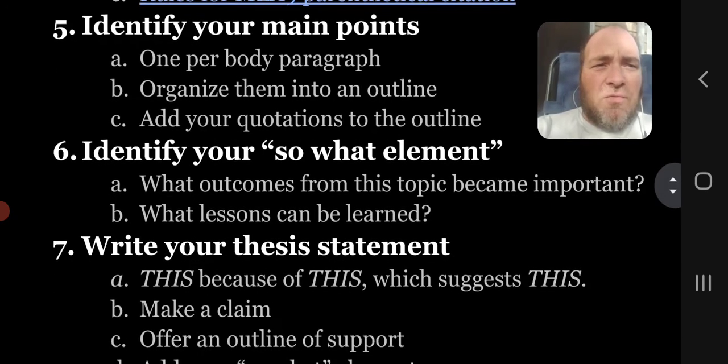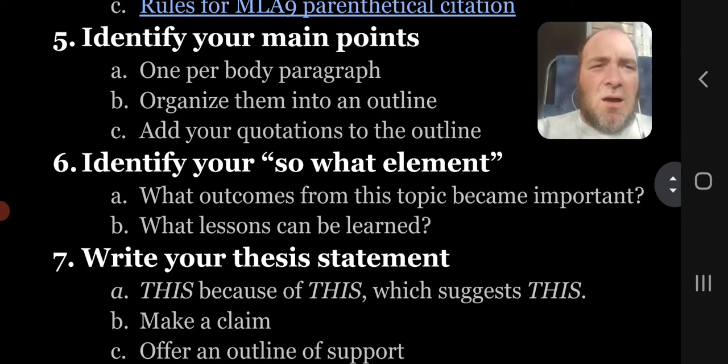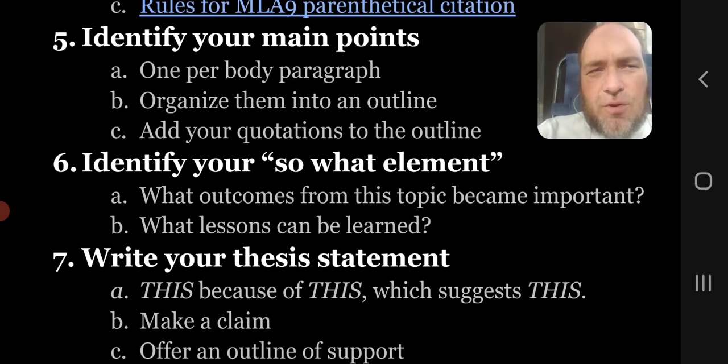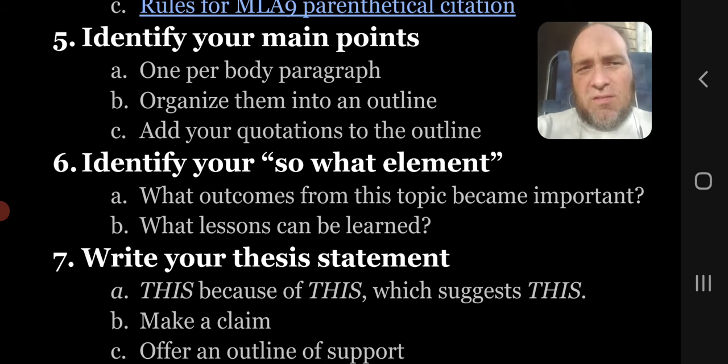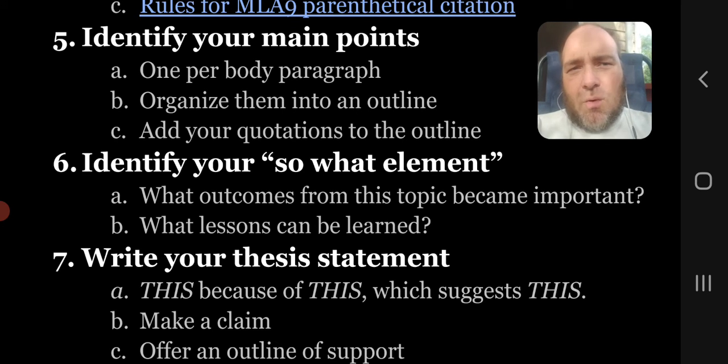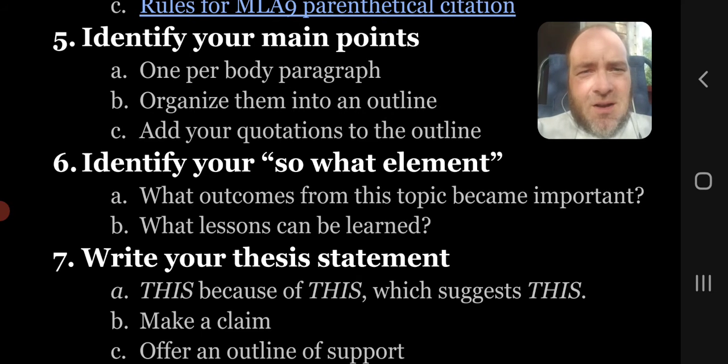So after you're done with 4, you've found some quotations. You've read your sources, you've gathered your research, you know what information you have available to write your paper. Then it's time to identify your main points. Generally speaking, you'll have 1 point per body paragraph, and you'll want to organize them into an outline. And then once you've organized them into an outline, you want to add your quotations to the outline.